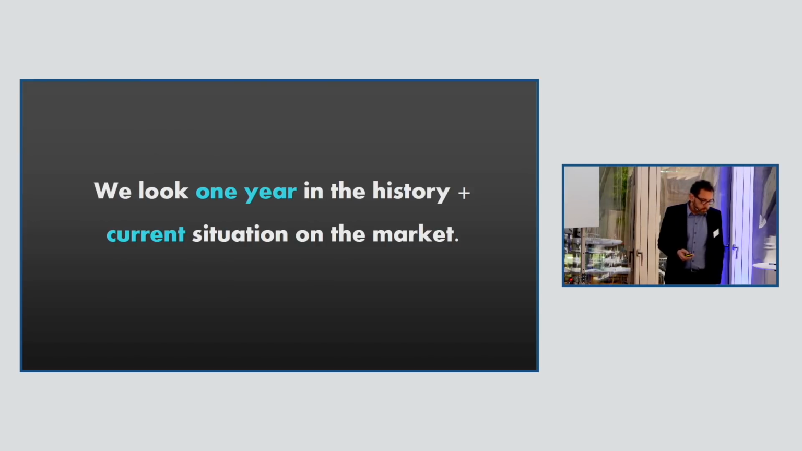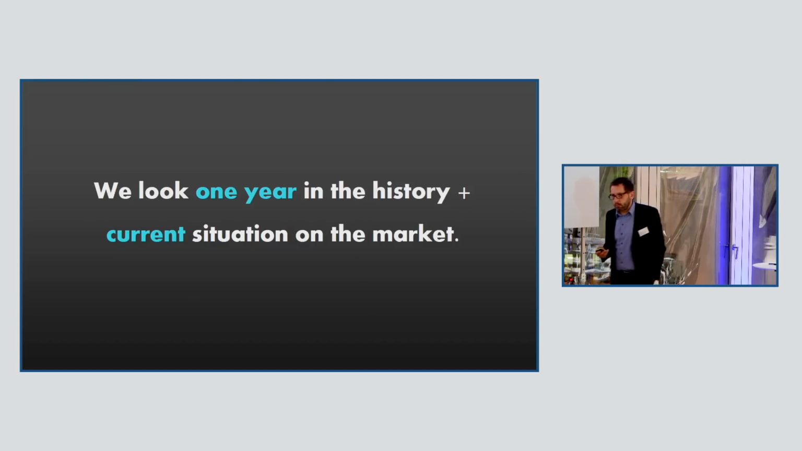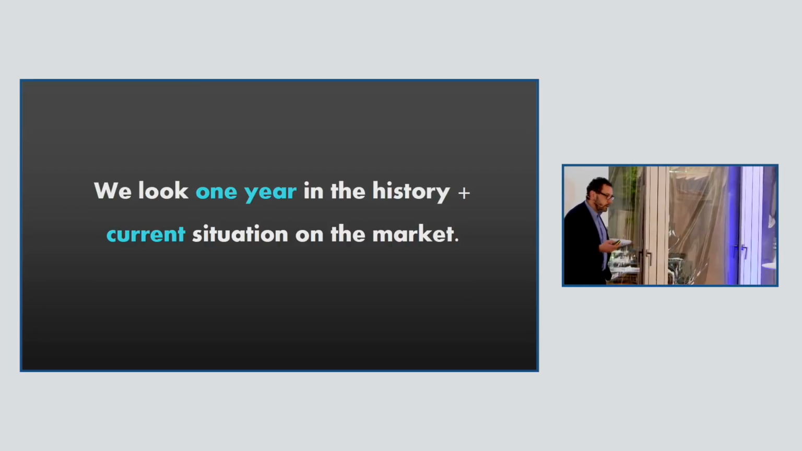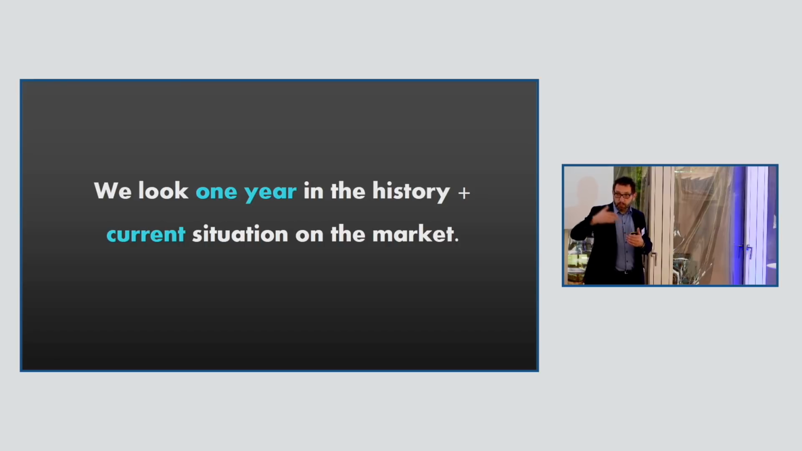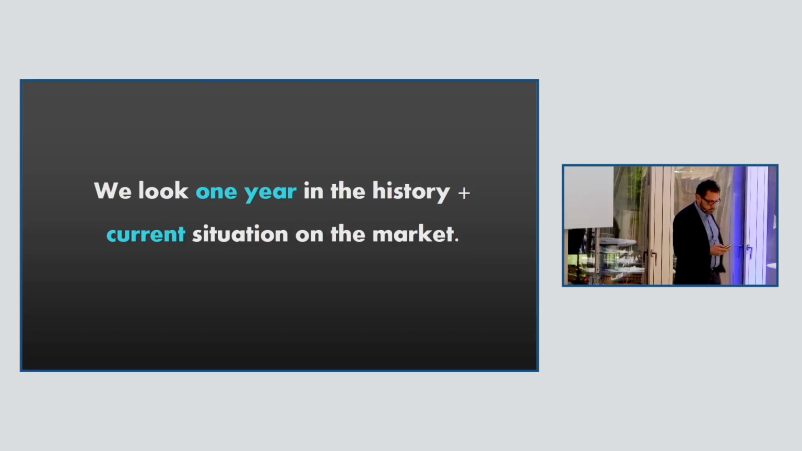Right? We look at 1 year of history plus the current situation in the market. Why do we look at 1 year, not more, not less? We did all the analysis as much as we could. We had in mind that our users may be saving money for up to 1 year, or roughly in this region. So 1 year of history predicting roughly 1 year of future.